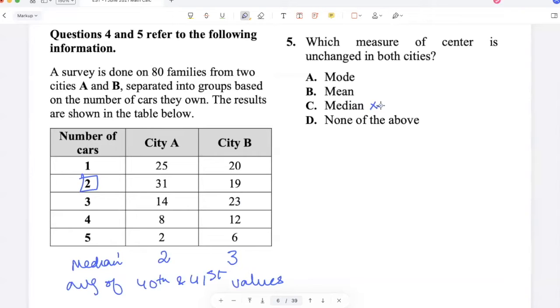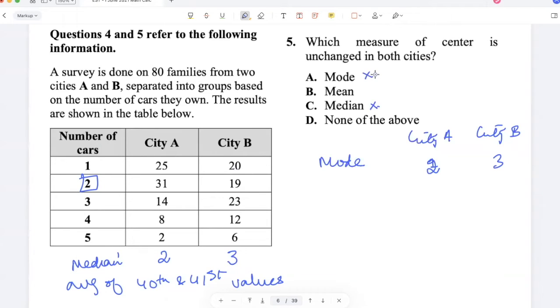Okay, what about the mode? Let me find the mode next. In city A, the number of cars that occurs most often is 1. So the mode for city A is 1, and the mode for city B is 3, right? Because it occurs the most often. So this has also changed, so it can't be mode.